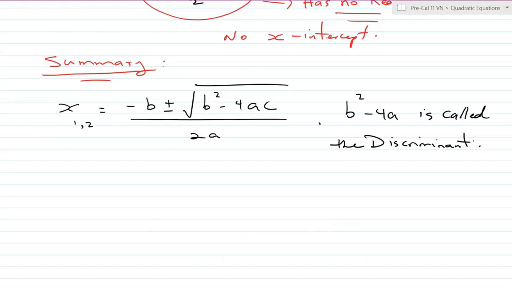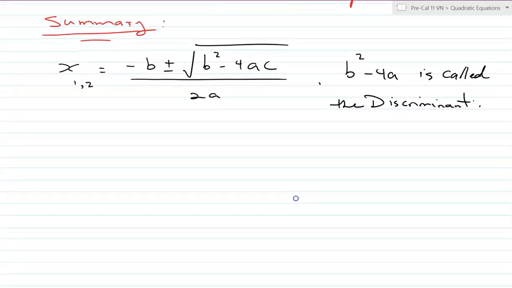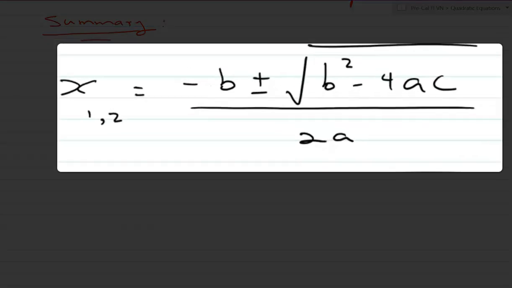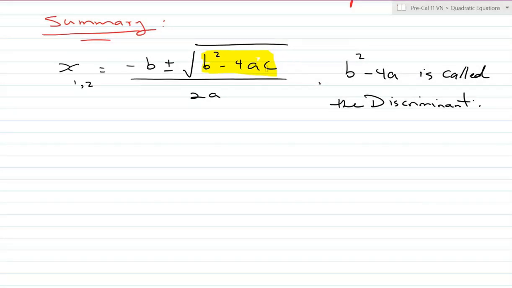Okay, let's put them all together. Let's do the summary about this nature of the roots. So we know that this is the quadratic formula. Now this expression under the radical sign, the radicand of the quadratic formula, is called the discriminant. They call it the discriminant because it discriminates between different solutions of the quadratic equation.